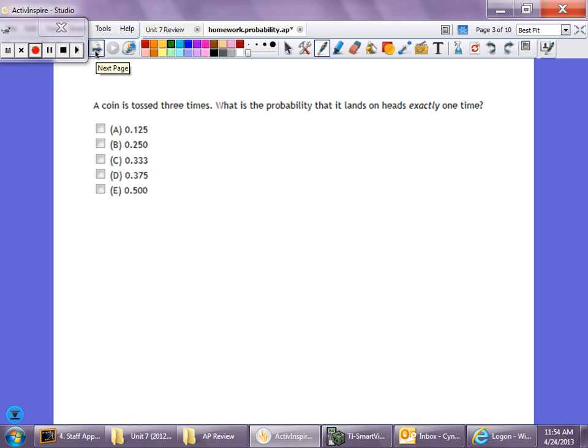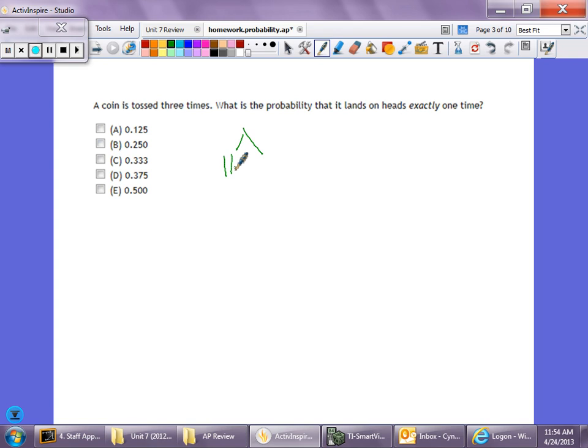A coin is tossed 3 times. What is the probability that it lands on heads exactly 1 time? All right, so this is definitely binomial because we're tossing coins, and they want to know exactly. There's independence. What happens on one coin flip doesn't matter on the next. But you know what? I can't really think about how to set this up binomially, so I'm just going to go 3 coin flips is super easy.